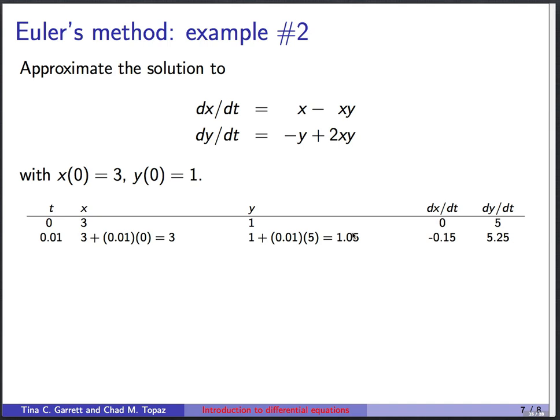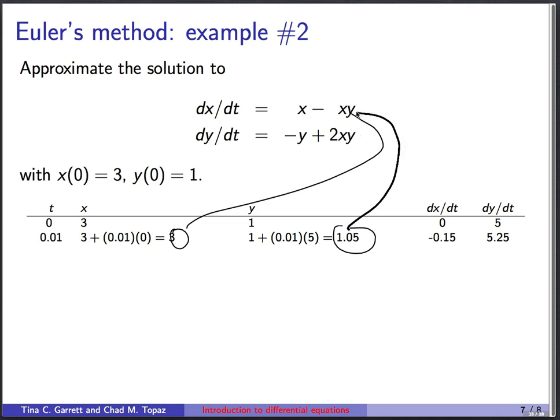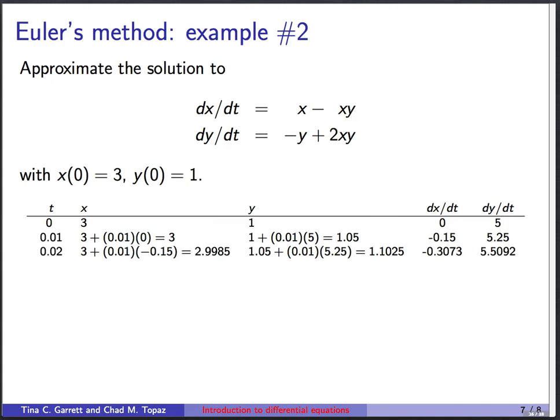Now I have to calculate new velocities. So I got to calculate dx dt. I take 3 and I take 1.05, and I plug them both into this first equation. That tells me dx dt. It turns out to be minus 0.15. Then I take them both and I plug them into this second equation. That gives me dy dt, which turns out to be 5.25. Then I can go ahead and evolve my position again. So now time is going to be 0.02.